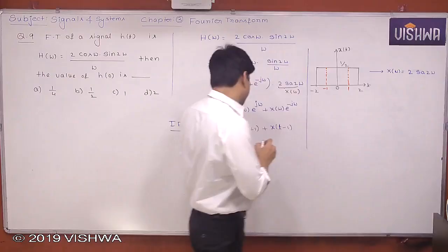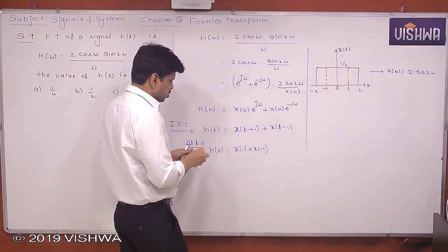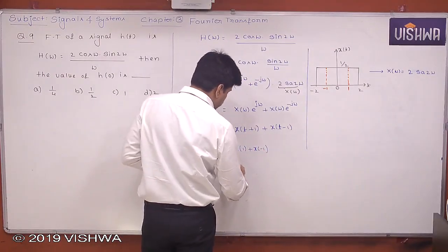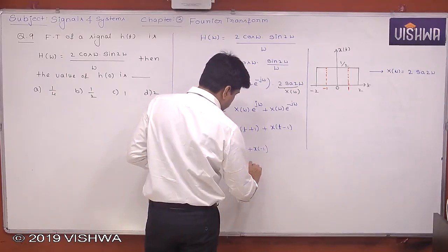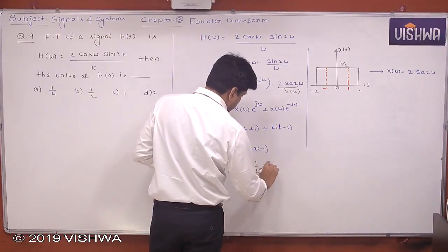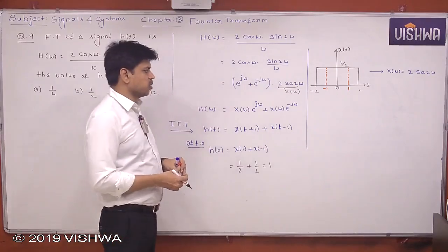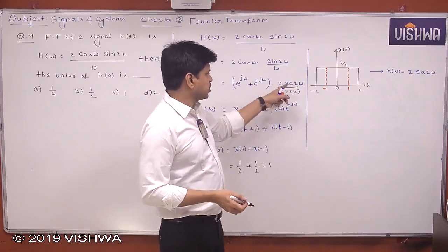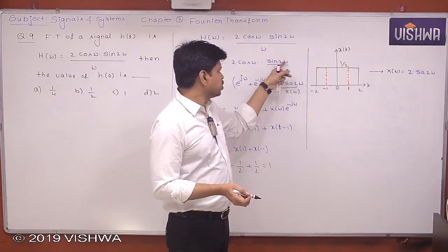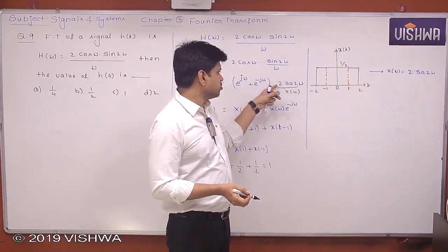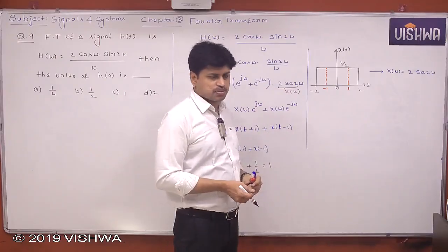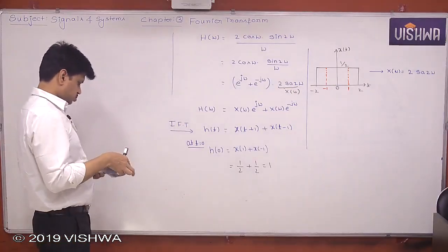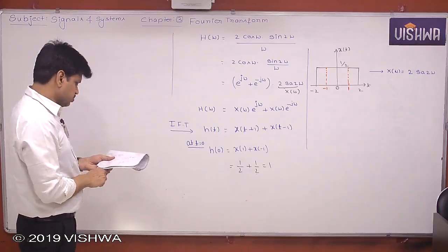So finally I can say h of 0 is equal to 1 by 2 plus 1 by 2, which is 1. I hope you understood. Take it. I am sorry, I made a mistake here. Sin 2 omega by omega is nothing but 2 sampling 2 omega. Okay. Let's take the next question.